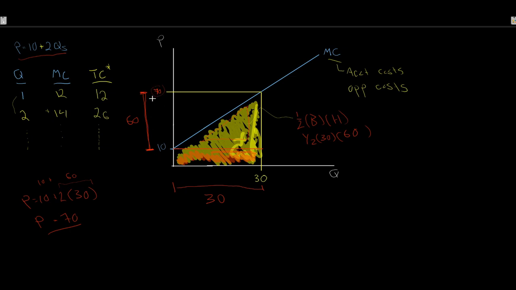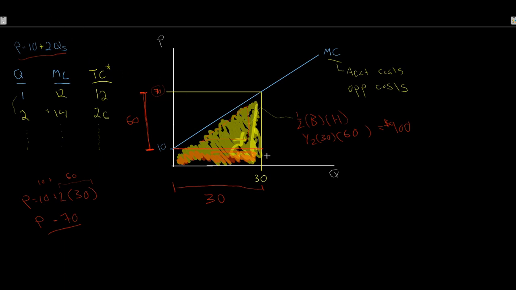You go, okay, that's our value. 70 is the one that we have there. No, it's not. So what does that work out? 1/2 times 30 times 60. That's going to give me 900 as my total area in there.